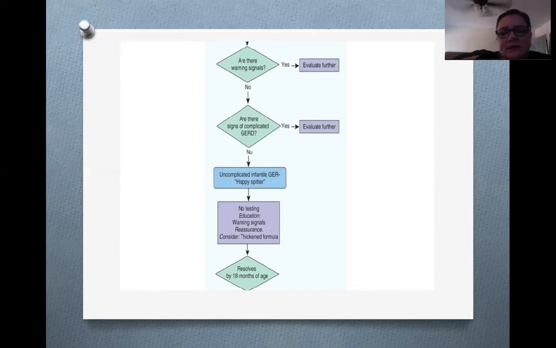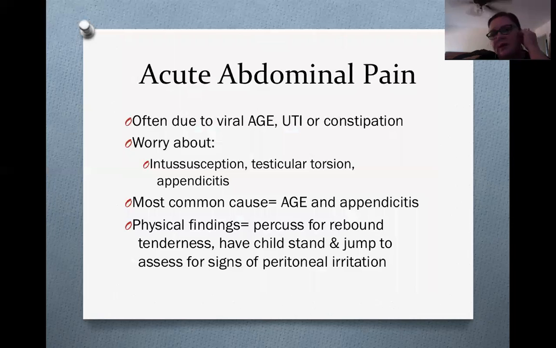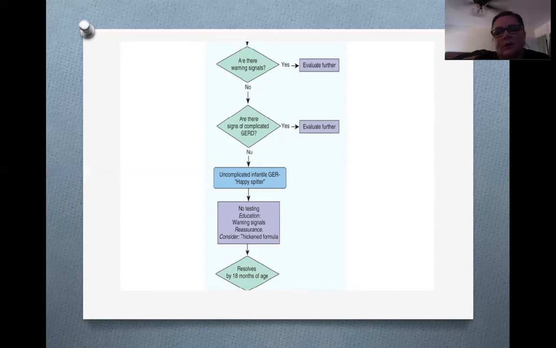And then this says consider thickened formula. I wanted to talk a little bit about that before we move on. For the thickened formula, you can add 1 tablespoon of rice cereal per ounce of formula.